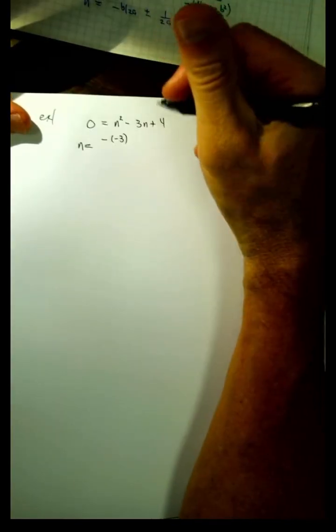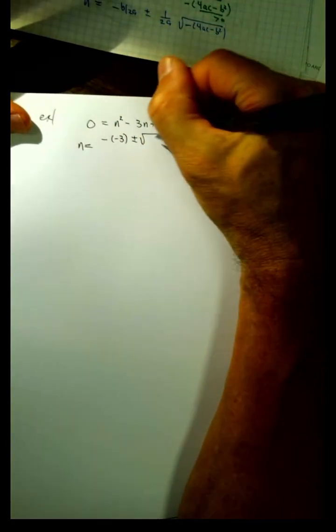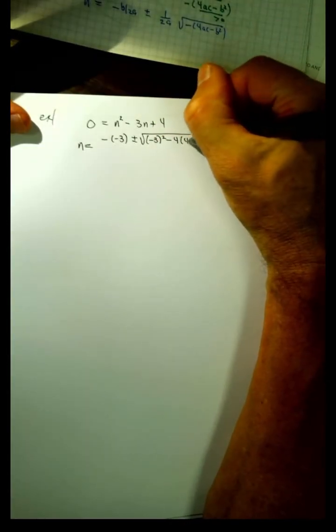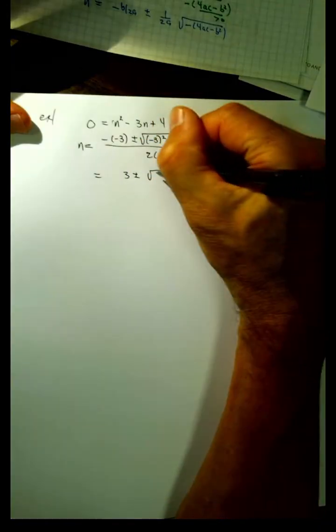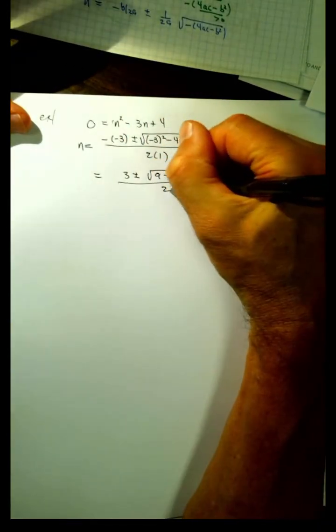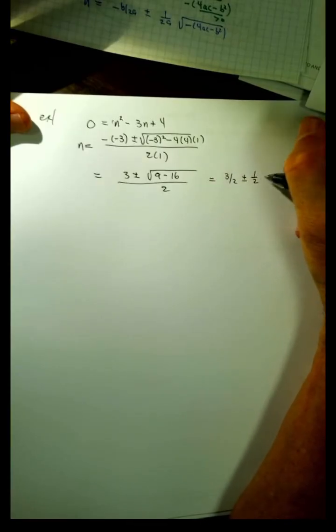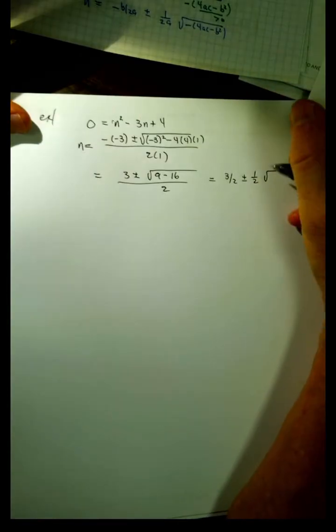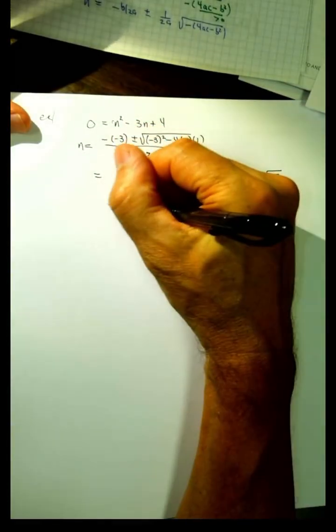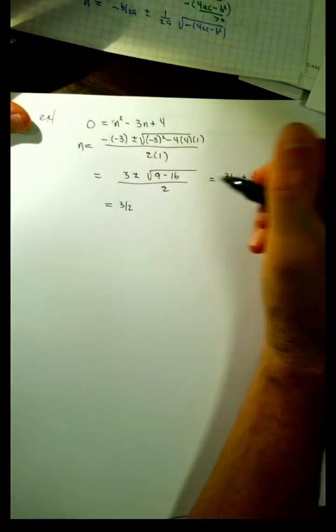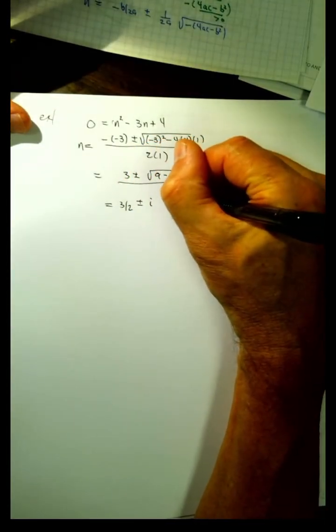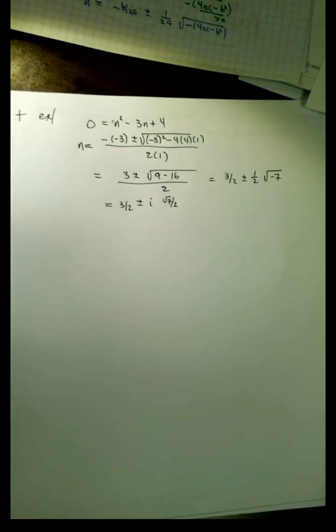So b is negative 3, so negative negative 3 plus or minus the square root of negative 3 squared minus 4 times 4, and a is 1, all over 2 times 1. So that becomes 3 plus or minus the square root of 9 minus 16, over 2. So that's 3 halves plus or minus 1 half, and then that's going to be what? Negative 7. So if I bring out that negative 1, I'm going to have an i. This becomes square root of 7 over 2.